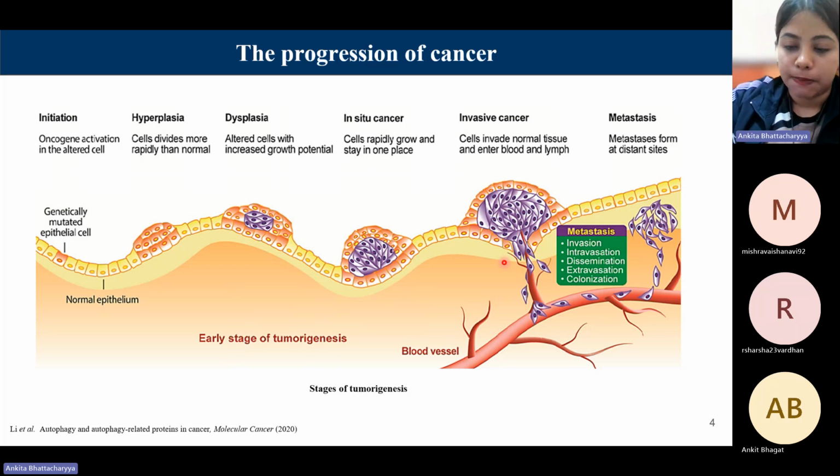But physiologically speaking, within the human body, the different stages start off with a simple substep known as initiation, following which there are substages known as hyperplasia, dysplasia, and in situ cancer, all of which, don't worry, we'll be discussing in more detail in the upcoming slides. Then this in situ cancer becomes more severe, more aggressive, which is known as invasive cancer. And then it metastasizes, or undergoes metastasis.